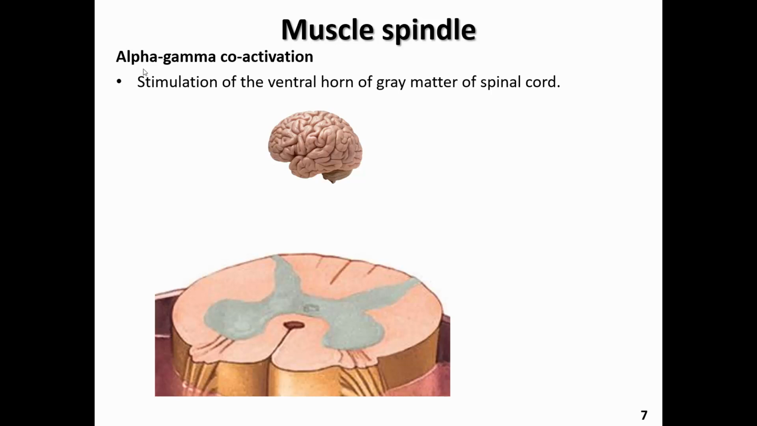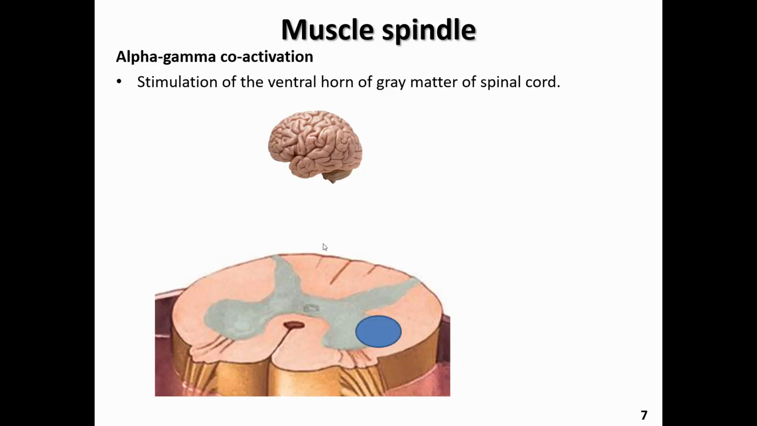Alpha referring to the alpha motor neurons controlling extrafusal muscle fibers, gamma motor neurons, which control the intrafusal muscle fibers, and both are activated at the same time or co-activated. And because they're both located, the cell bodies are located in the ventral horn of the gray matter of the spinal cord, they're simultaneously activated.